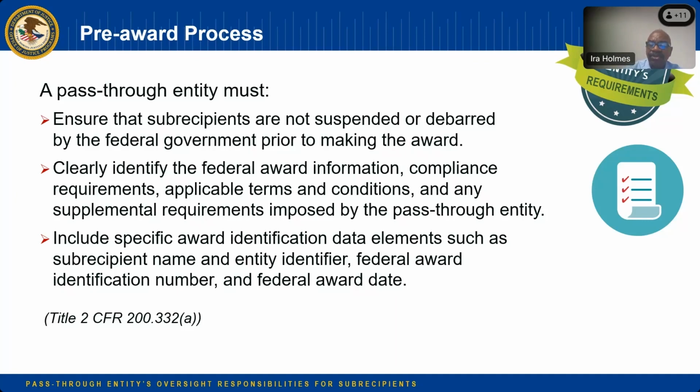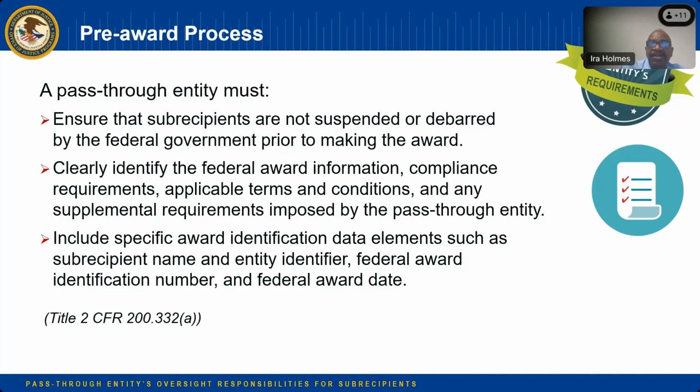Uniform Guidance allows you to add additional terms and conditions for the subrecipient. You can be even more restrictive than we are on you with your subrecipient. However, let me give you one warning. You cannot impose additional terms and conditions that hinder the subrecipient from completing the goals of the program.